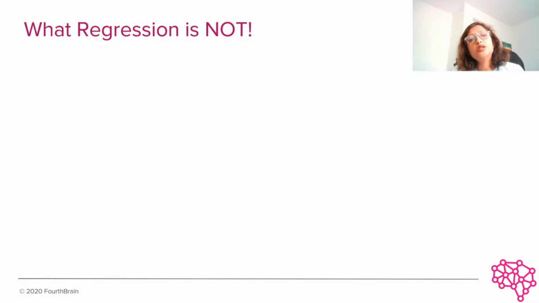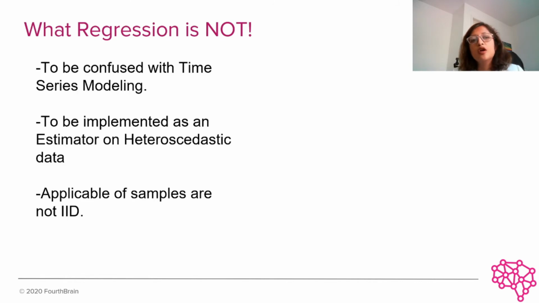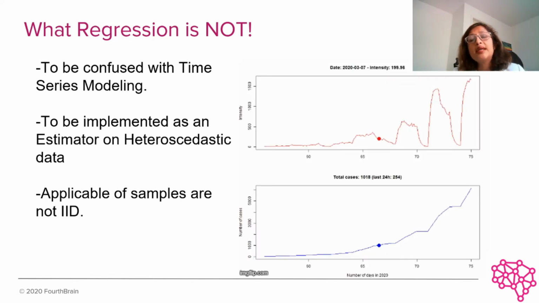So now I wanted to look at what regression models are not, or where regression models should not be applied. First of all, it should not be applied in problems that have more of a time series component to it. One example is, in the present times, if you're trying to predict the number of infected people on a daily level with COVID-19, or the number of hospital beds that are going to be occupied on a daily level.